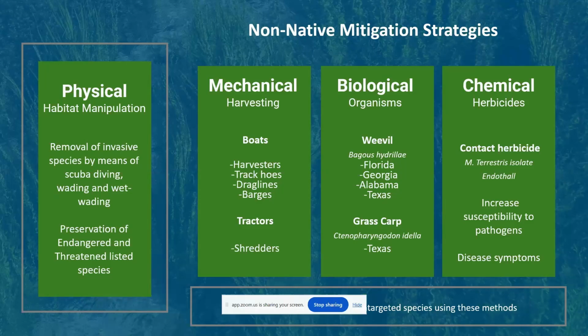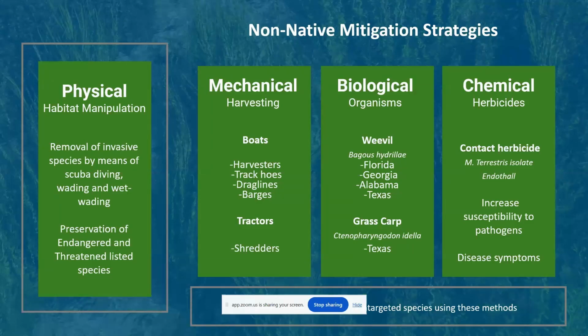Chemical means are usually what's used to control invasive plants, but again, most small-bodied fishes are very sensitive to chemicals, and so we just really can't use that. And there's usually legacy effects, so long-term removal of that chemical from the system takes a while. So we're left with mechanical and physical.